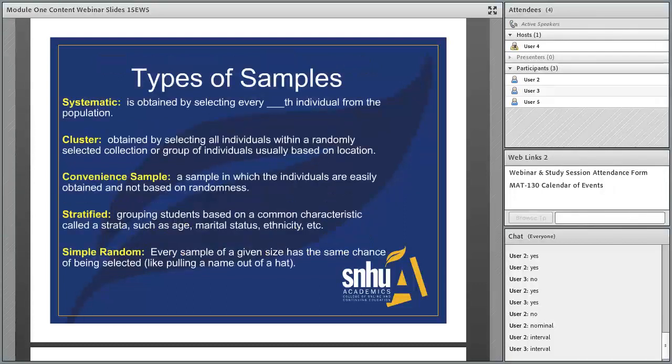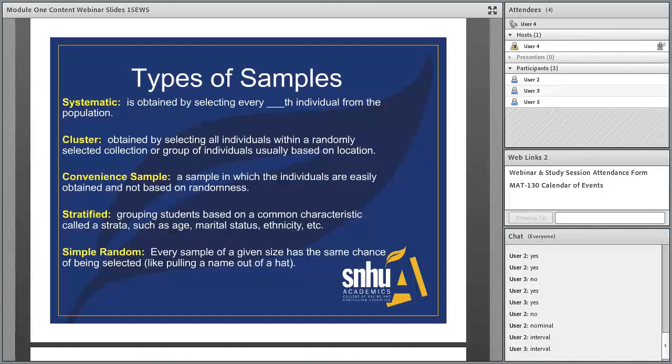Okay. Any questions before I move on? You don't have to wait for me to ask for questions. If you do have questions, just type them in. But I figured I would pause here. Okay. So now let's talk about different types of samples.